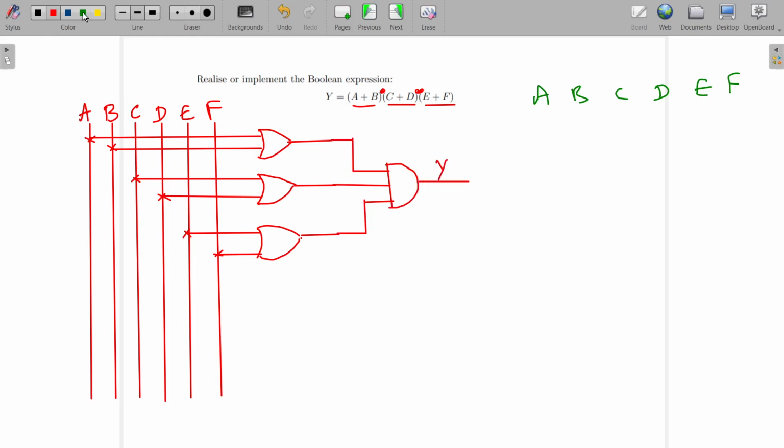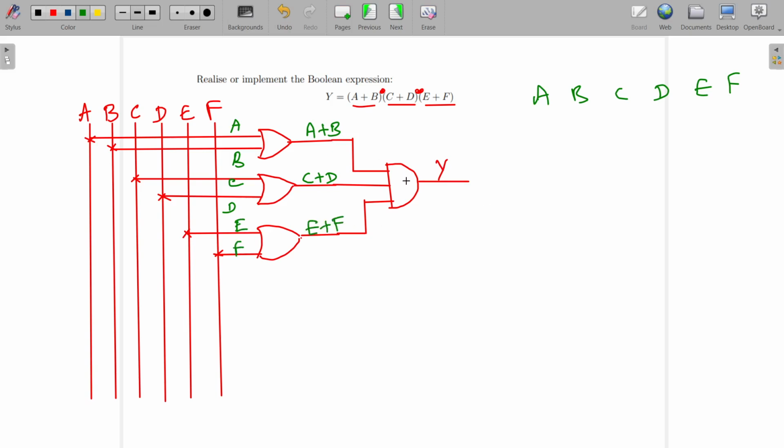Okay. Now let's write the expression corresponding to this. Here you get A, here it is B. So it is A plus B after this OR gate. Here it is C and D. So C plus D after this. And here it is E and F. So it is E plus F. Okay, E OR with F.